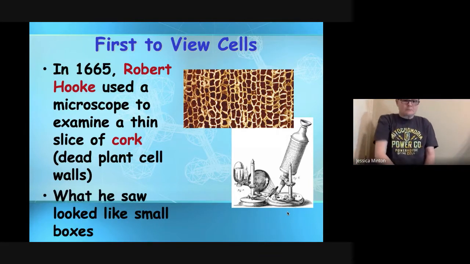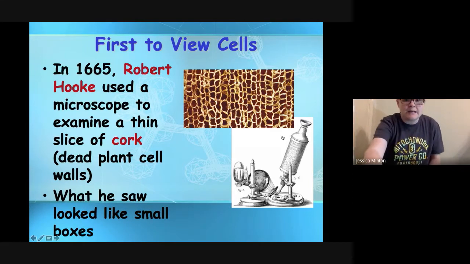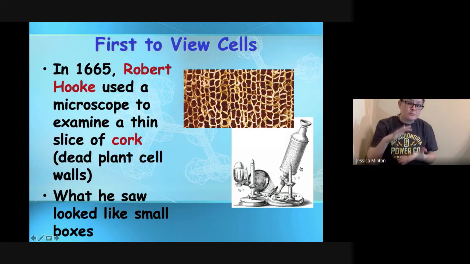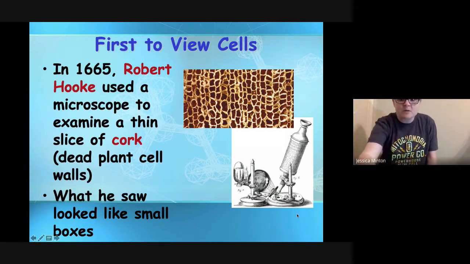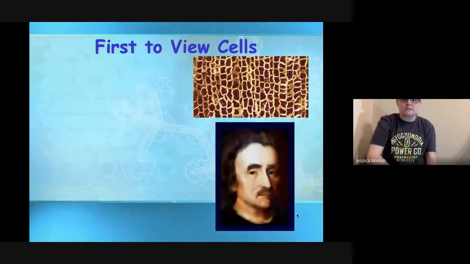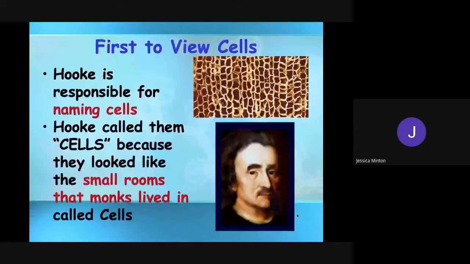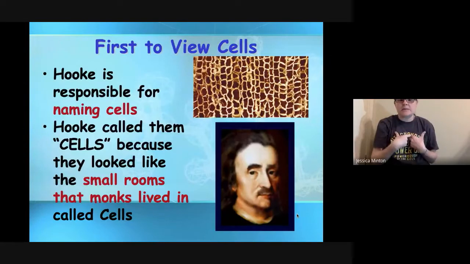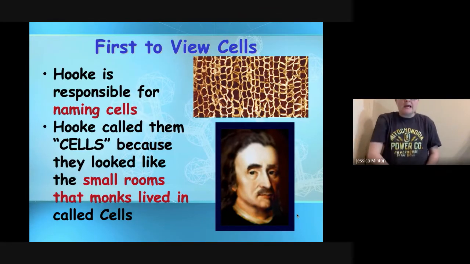Now, what he saw here kind of looked like little small boxes. Now, some of those boxes look like they are kind of shoved up on top of each other and mushed. However, we look at that and know that it still looks like those small boxes. So cells, because to him it looked like those small rooms that monks in monasteries live in. They're called cells, not necessarily rooms. And this was a Latin term, cellula.